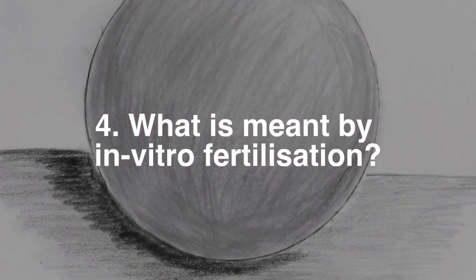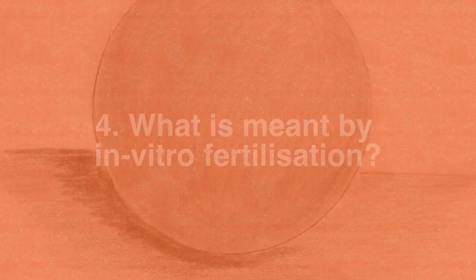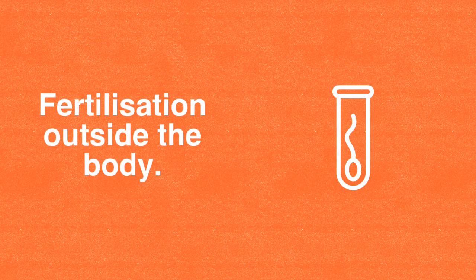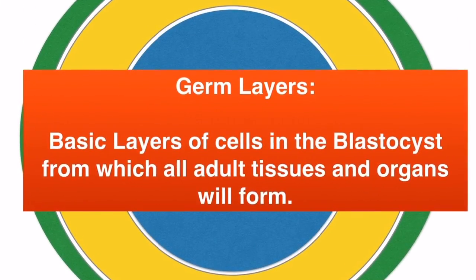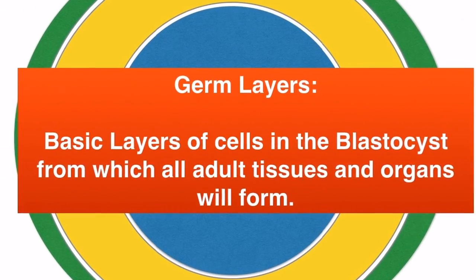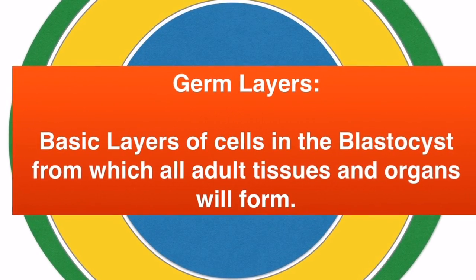What is meant by in vitro fertilization? This is fertilization that takes place outside of the body. What is a germ layer? Germ layers are basic layers of cells in the blastocyst from which all adult tissues and organs will form.